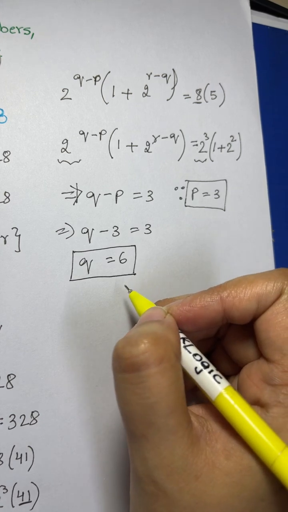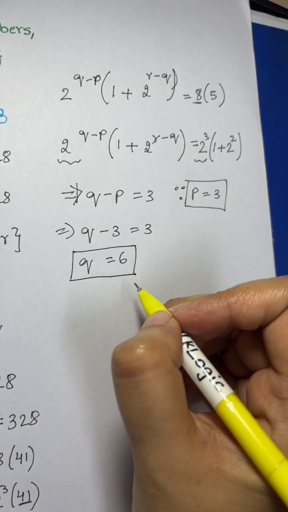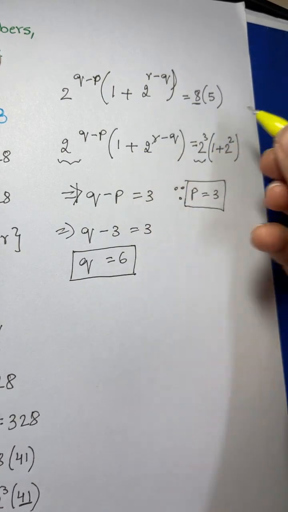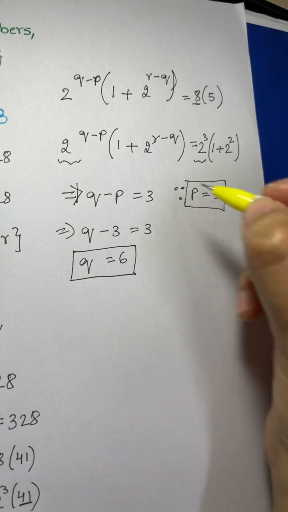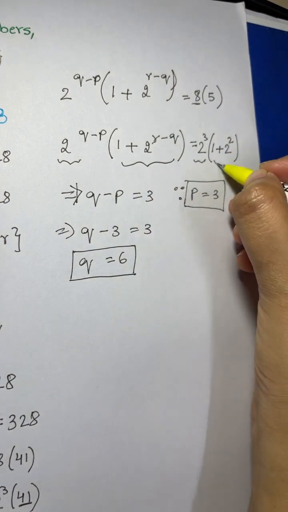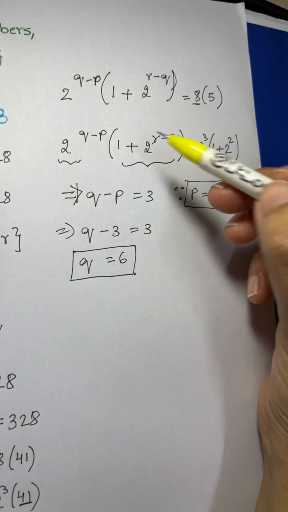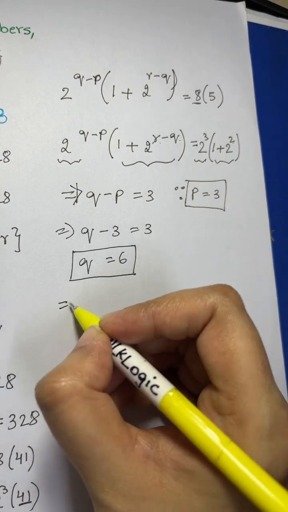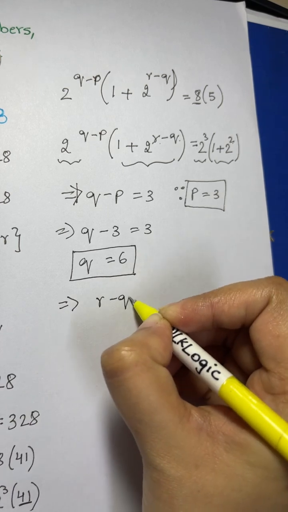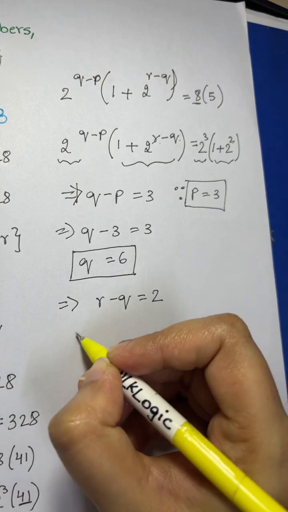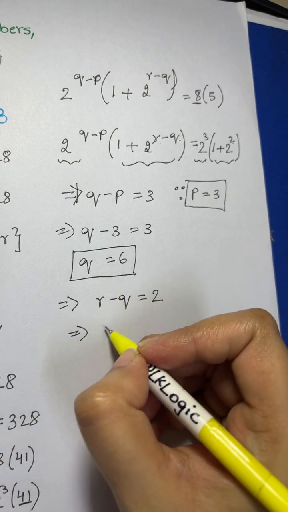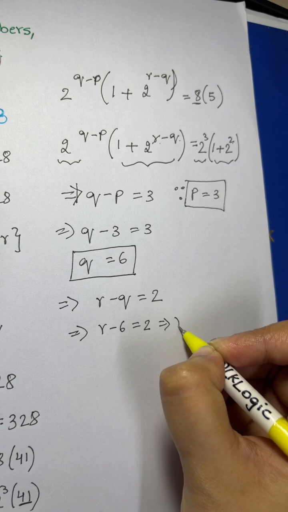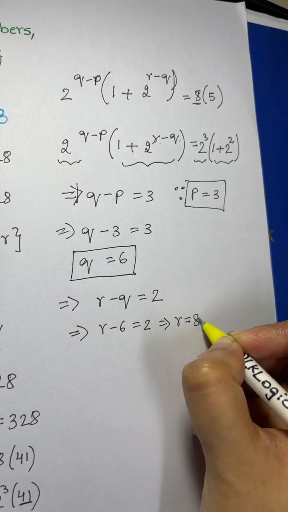Now what can you do next to find the value of r? You have 1 plus 2 raised to r minus q. Can you see when you compare this term and this term, don't they look similar? Yes, so you can compare r minus q to 2. So let's write it down. We have r minus q is equal to 2. What is the value of q? We got 6. So r minus 6 is equal to 2, and so r is equal to 8.